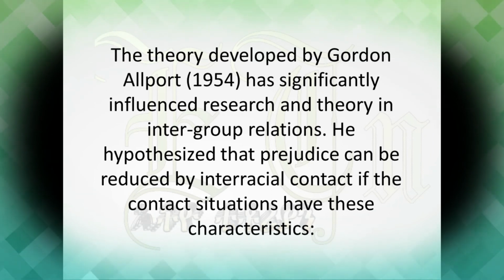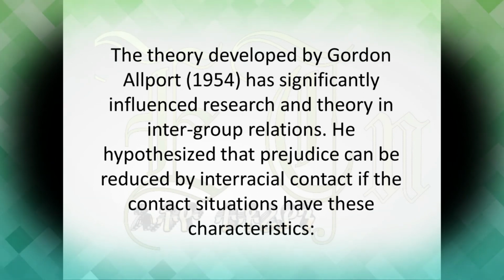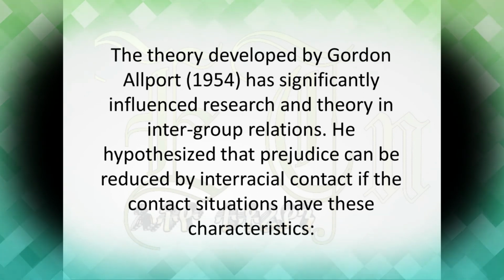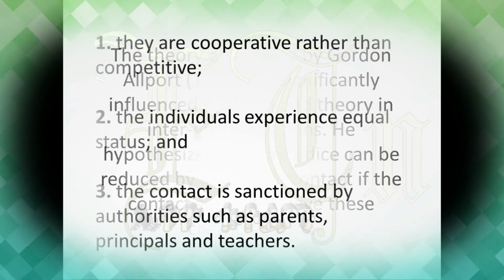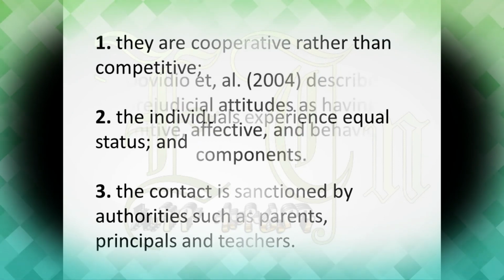The theory developed by Gordon Allport, 1954, has significantly influenced research and theory in intergroup relations. He hypothesized that prejudice can be reduced by interracial contact if the contact situations have these characteristics: 1. They are cooperative rather than competitive. 2. The individual's experience equals status. And 3. The contact is sanctioned by authorities such as parents, principals and teachers.